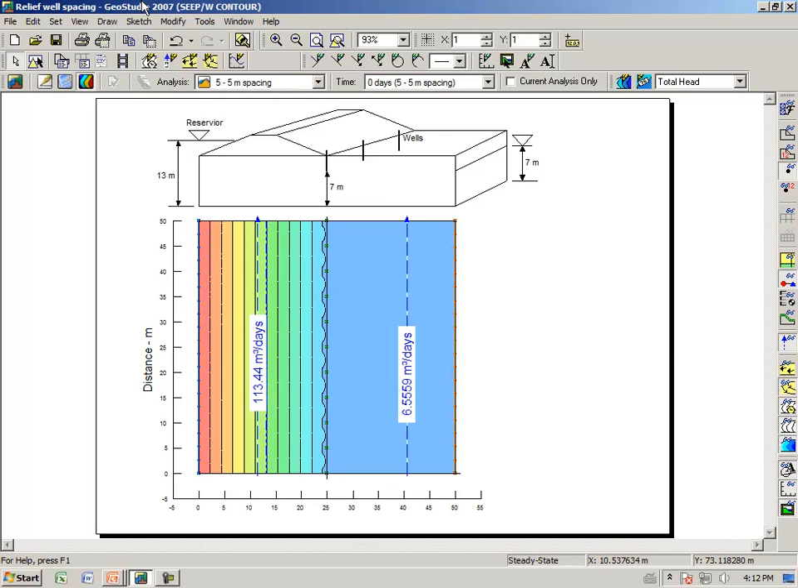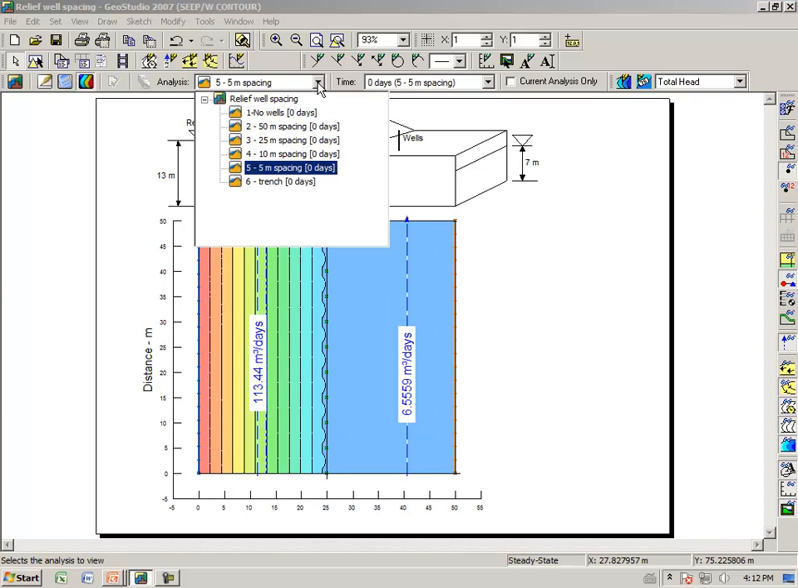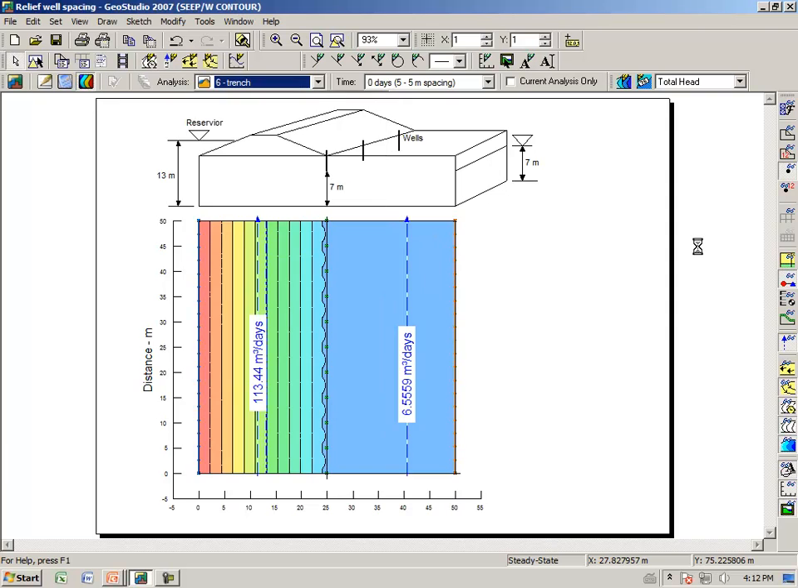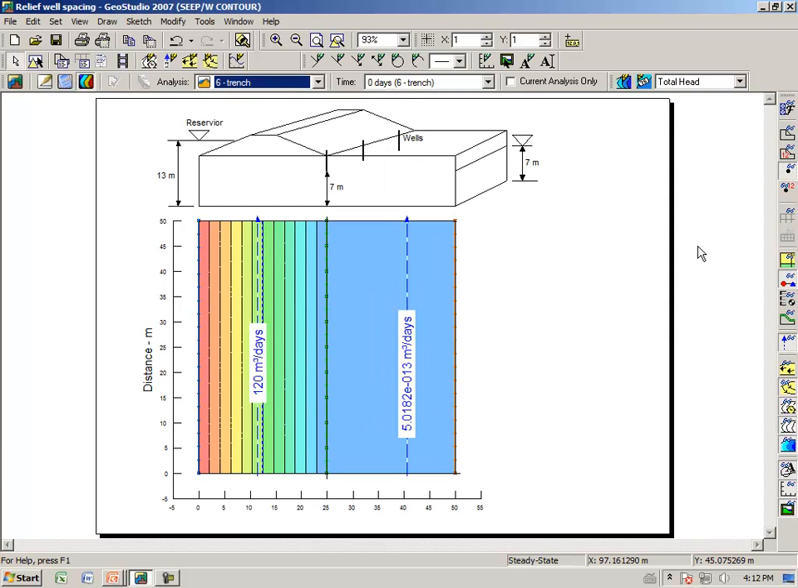Finally, the perfect well, which is where the wells are all connected as in a trench case, and then of course no flow gets past the trench. Notice this extremely small number here. It is in essence zero.